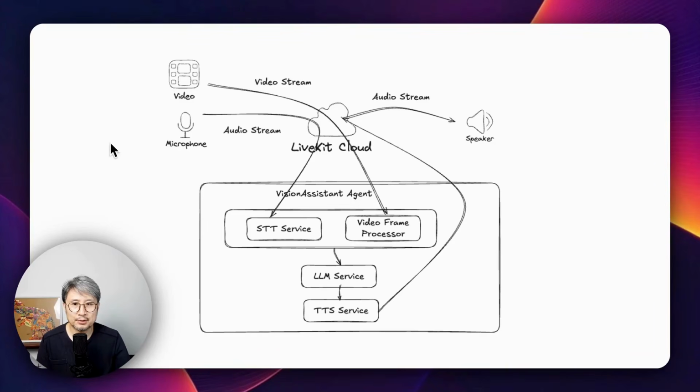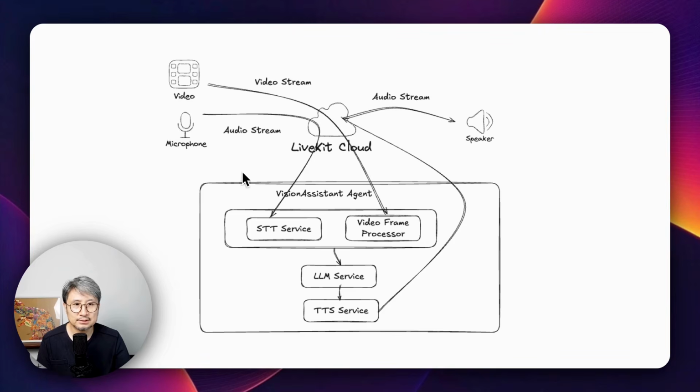In the upgraded diagram, the user is now sending two streams to LiveKit Cloud. One is the existing audio stream from their microphone. The other is a new video stream from their camera or screen sharing capture. And then LiveKit Cloud routes both of the streams down to our Vision Assistant agent deployed locally.